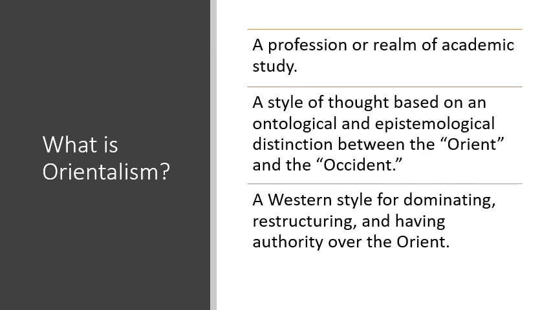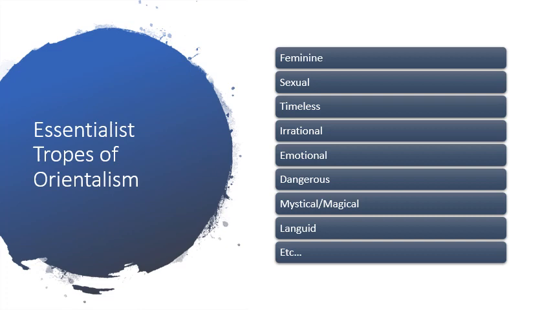So as Said mentioned in the video, there are many essentialist ideas about what the Orient is, or what the East is, or what kind of the people express, the Oriental people express. So there's essentialist tropes of Orientalism that I've listed here, that the Orient is feminine or effeminate somehow, or the men are effeminate. It's sexualized in the European views.